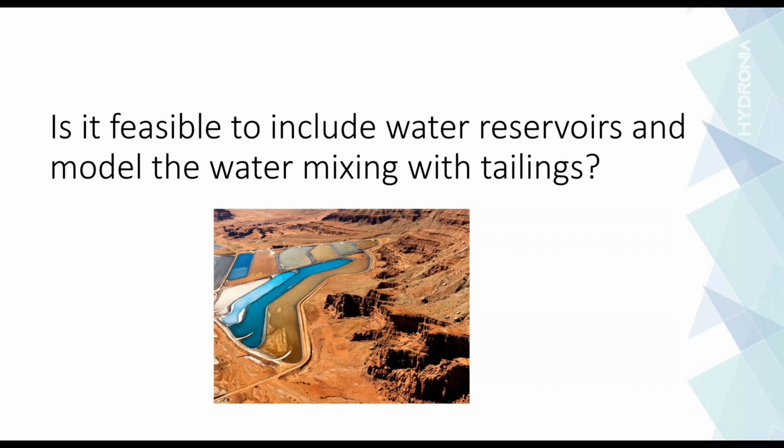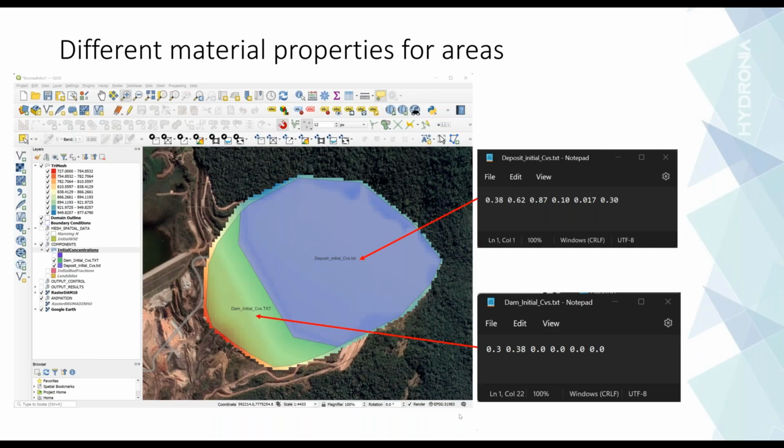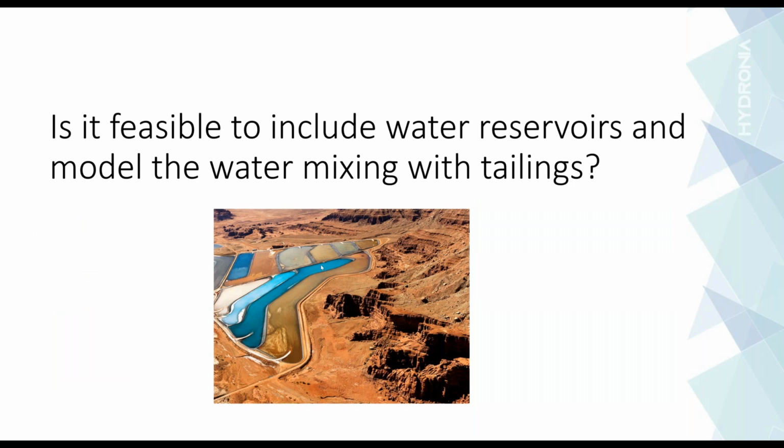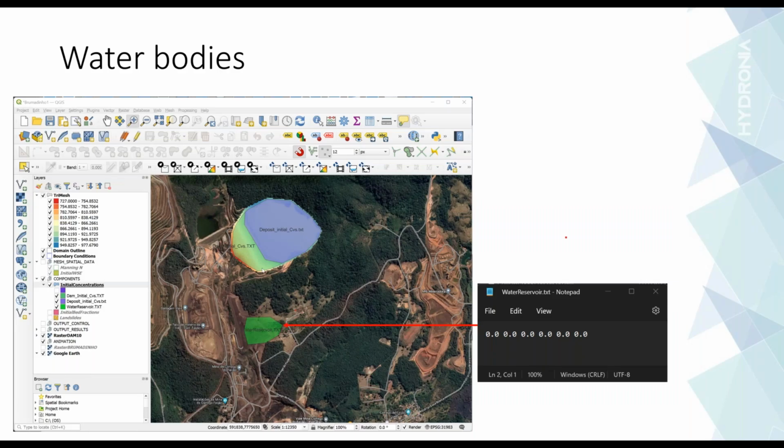Next question is, is it feasible to include a water reservoir and model the water mixing with tailings? Well, this question is related to the previous one, because in the same way that you can have different material properties with different concentrations, you can also have a water reservoir. In this case, just to illustrate the issue, even though there was no actual reservoir in the Brumadinho failure, I have added a water reservoir downstream from the actual tailings deposit and dam.